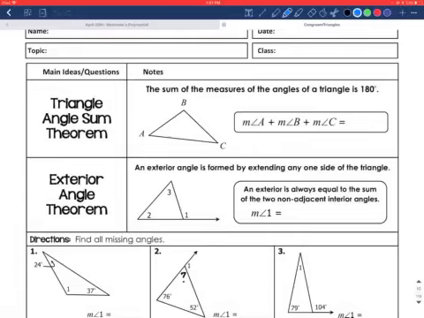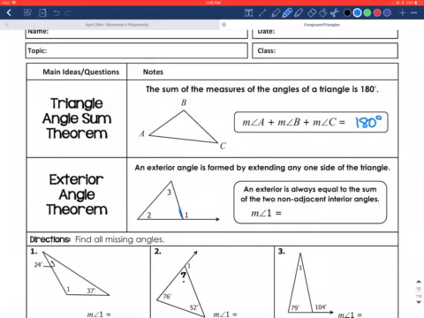All right, so this is triangle angle theorems. The first one is pretty simple: the triangle angle sum theorem. You guys know this. All the angles in a triangle will add up to 180 degrees. The one that you might not know is the exterior angle theorem.